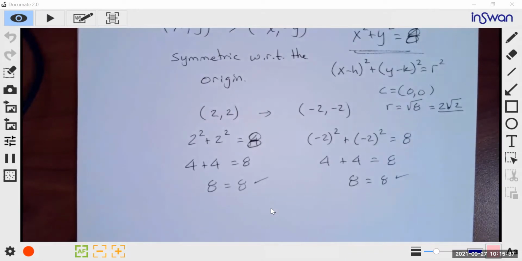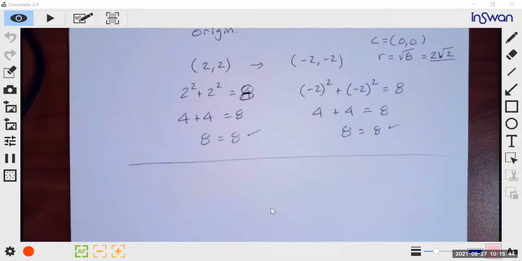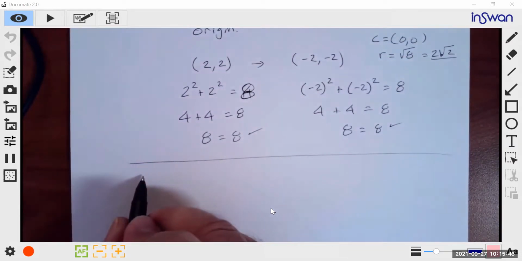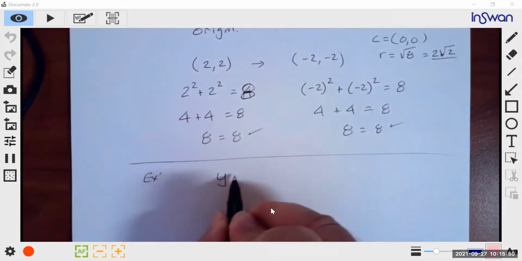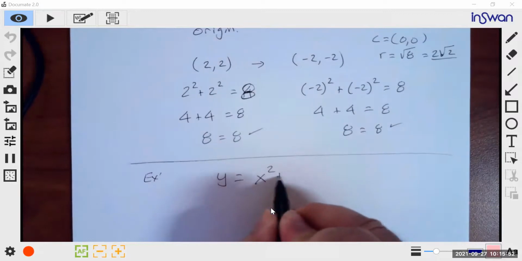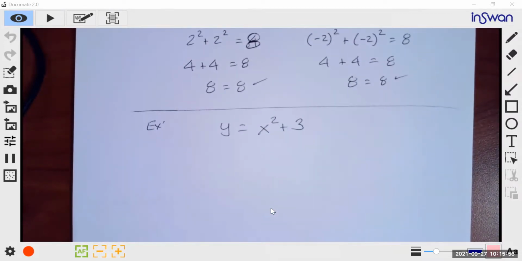All right, so there's an example. Let's look at a couple examples before we jump in the computer. Y equals x squared plus 3. Tell me what, if anything, it's symmetric to.